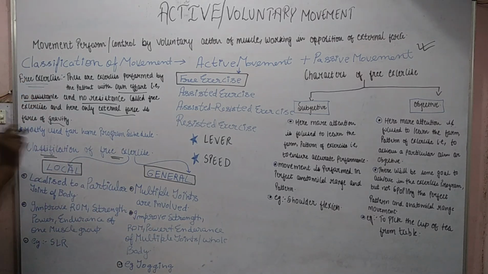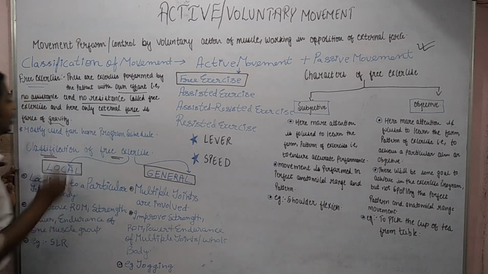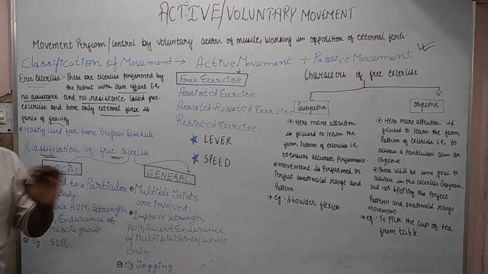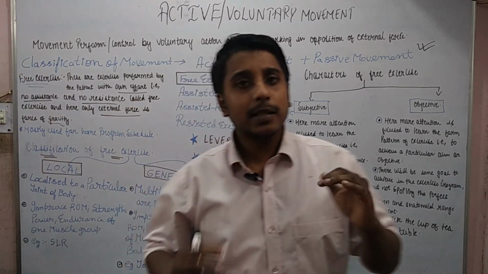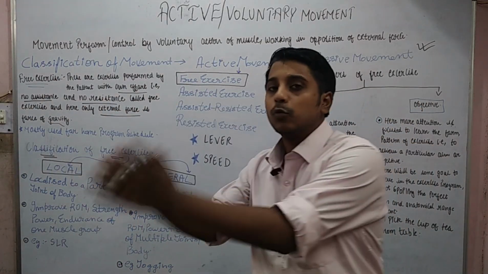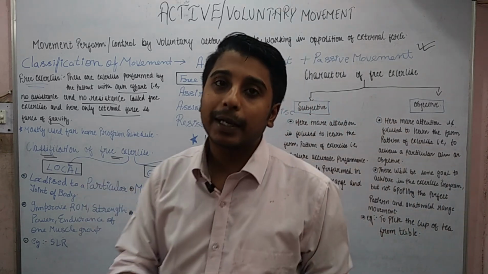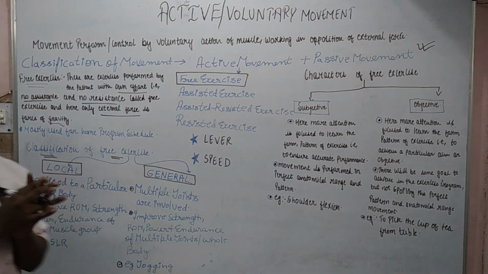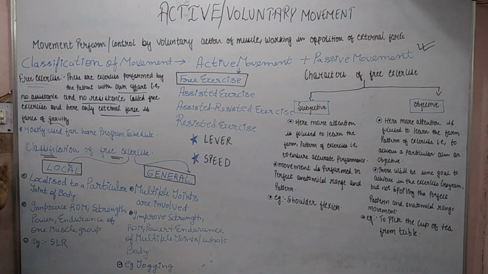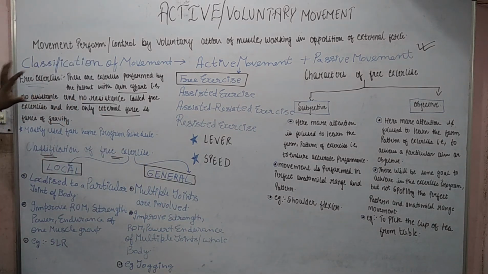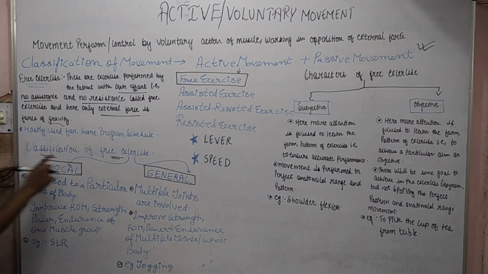So here the only external force is gravity. Mostly used for home program schedule. Why? These types of exercise are prescribed by the therapist to the patient so that they can perform these exercises even at home for better therapeutic effects. The patient can learn these forms of exercise and go home and simply perform them. So now, what is the definition of free exercise? You are clear. Now we will focus on the classification of free exercise: local and general.